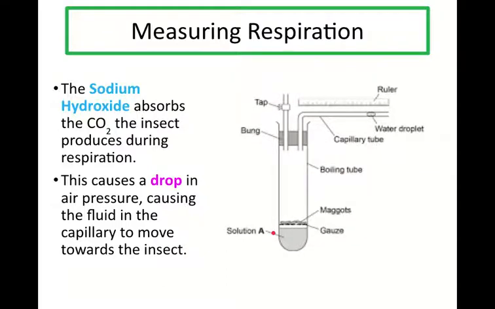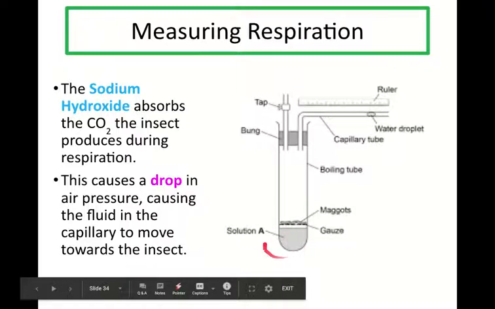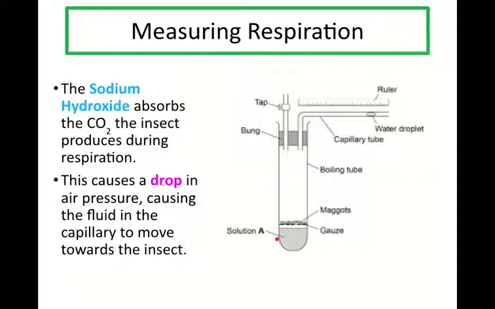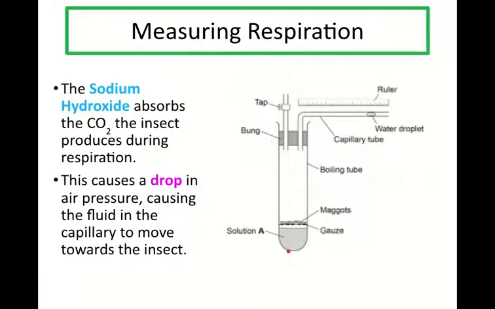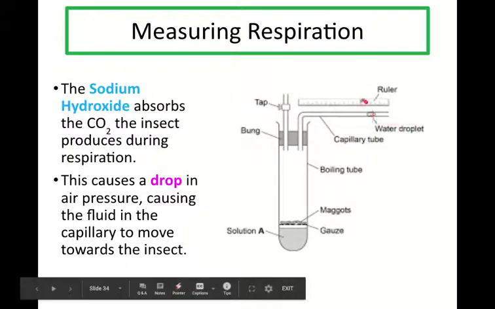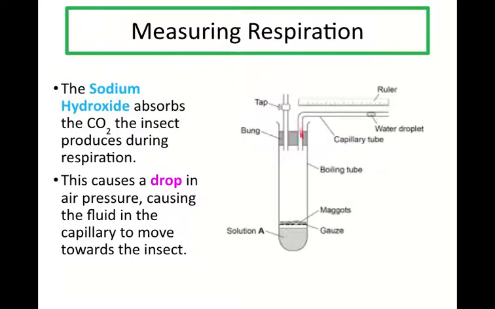However, the carbon dioxide given out is absorbed by solution A in this diagram. At the bottom of the boiling tube, a substance called sodium hydroxide is added, and what this substance does is absorb any carbon dioxide that the insect produces during respiration. Because the insect is taking in oxygen and the carbon dioxide it gives out isn't replacing it, because it's being absorbed by this substance at the bottom, this causes a drop in the air pressure, which causes the water droplet or coloured liquid in the tube at the top to move towards the insect. So this air is getting taken in, and this water droplet then moves along.